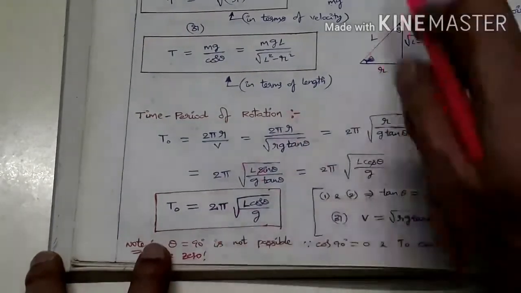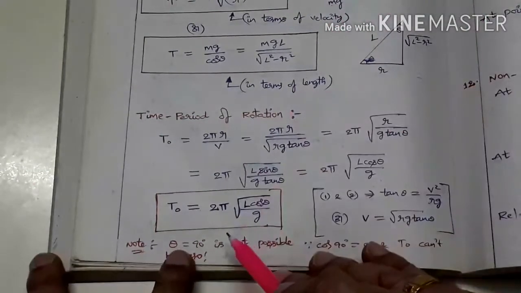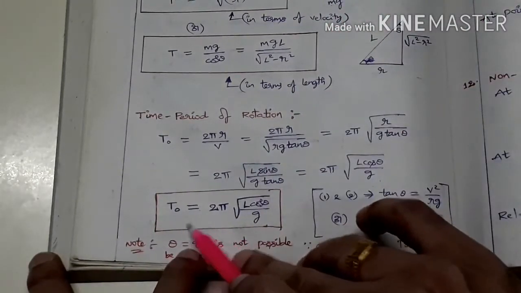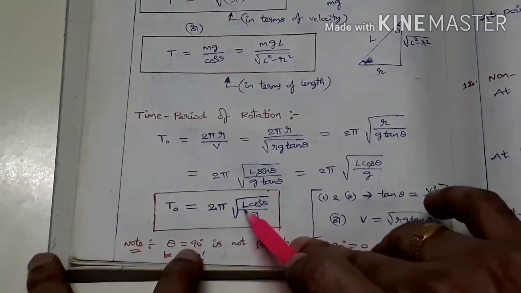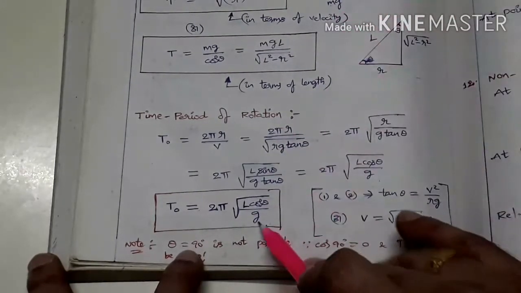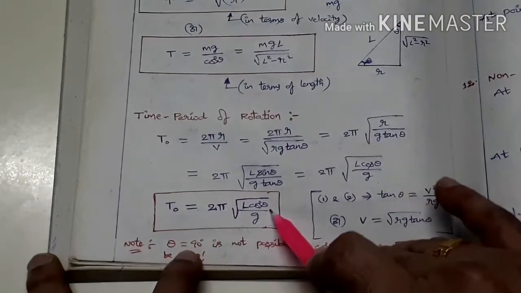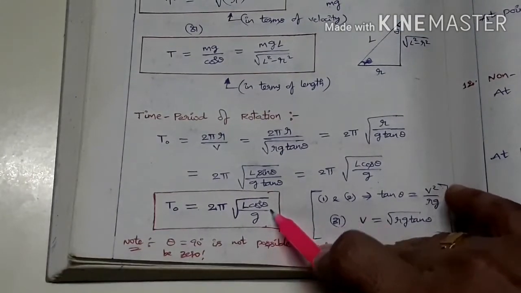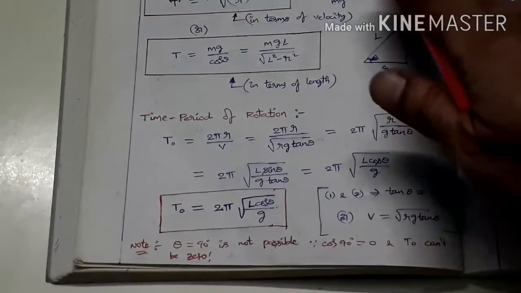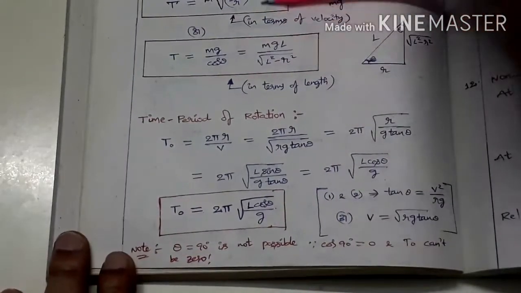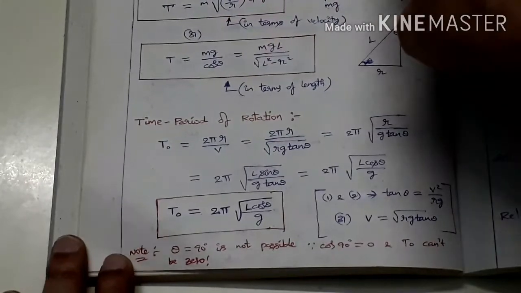Therefore, time period of rotation, the time taken for one rotation, T naught equal to 2 pi into root of L cos theta by g. Who is deciding here? Length of the string is deciding here. If length is kept constant, the angle of rotation theta is also deciding here. And can we rotate this such that this string will be making an angle of 90 degrees like this?